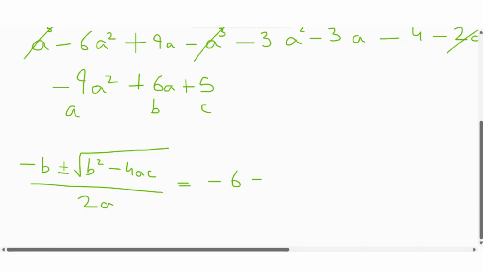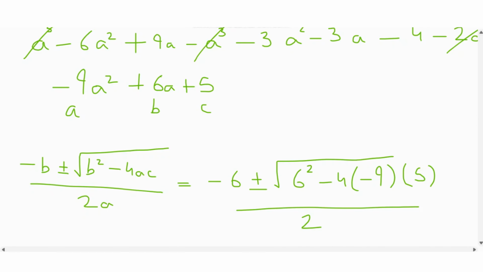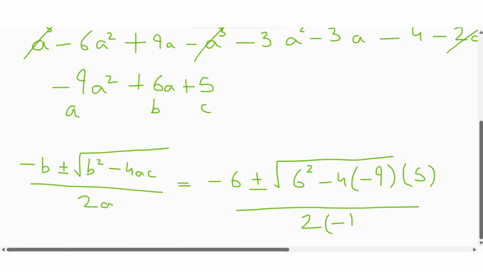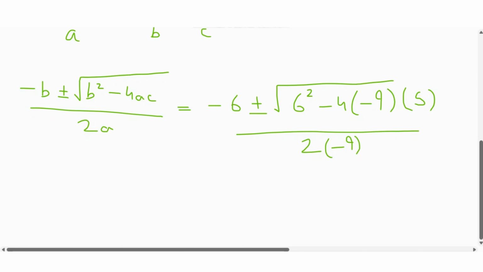Minus 6 plus minus root of 6 squared minus 4 into minus 9, and we have a 5, over 2 into minus 9, right?